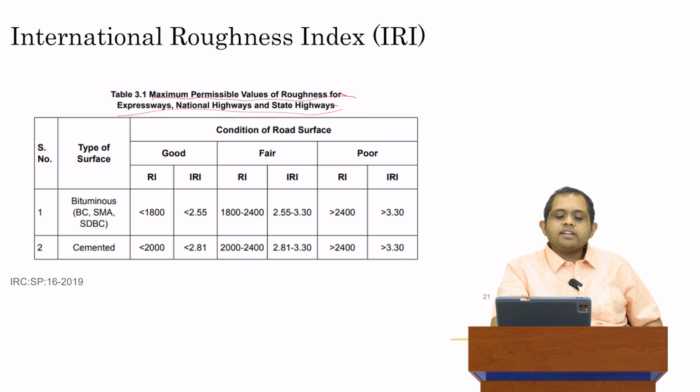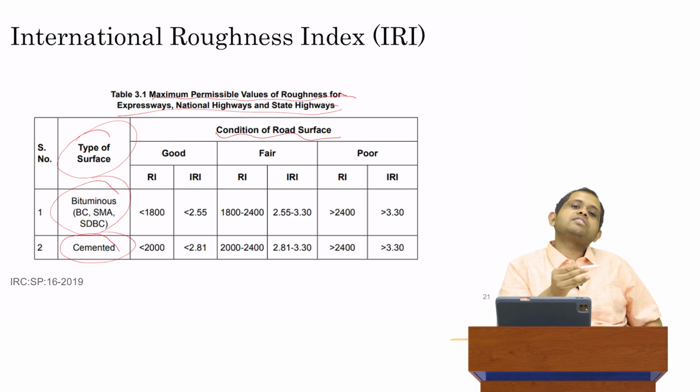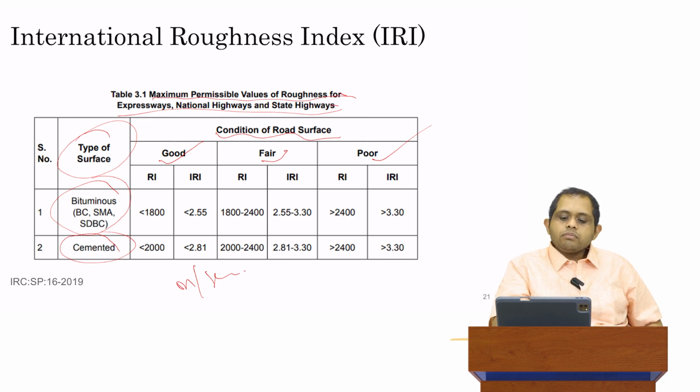Now, obviously, the type of surface, you're going to have a distinction between the two. So whether you're using a flexible pavement or a rigid pavement, which unfortunately here they call cemented, which now we understand is not the correct term, they have a distinction between that. There are 3 levels of IRI. As we have levels of severity for distresses, we also have levels of IRI, and they are classified as good, fair, and poor. And the units of IRI in this case again is in meters per kilometer.